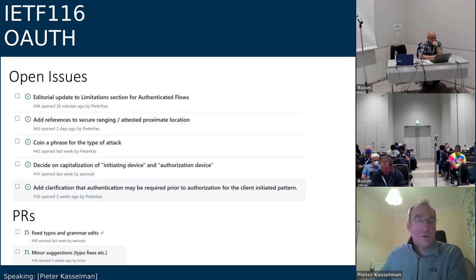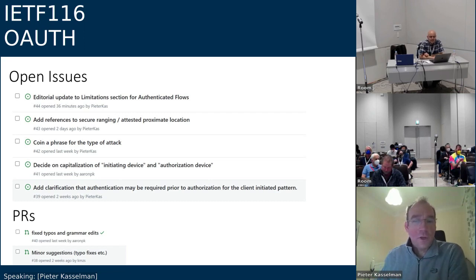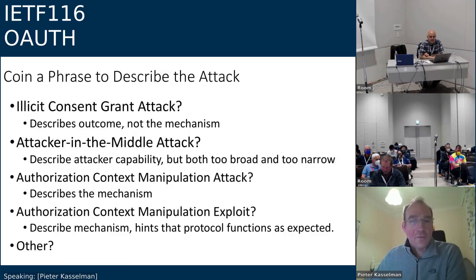A couple of open issues. I think some of them are more a reflection of my poor command of the English language, but one of the interesting ones that Daniel brought up is this idea of coining a phrase for the type of attack. We have things like cross-site request forgery, etc. But we don't really have a great way to describe these attacks yet. There isn't a nice, obvious one.